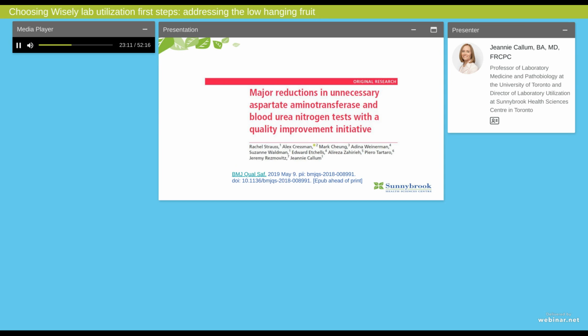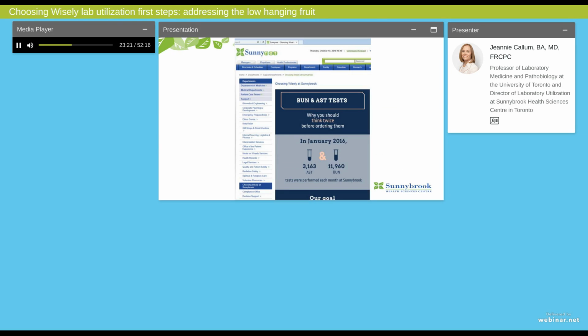And don't just stop there. Publish your data, because other people can learn from you and learn from your successes and your failures. So we published this in BMJ Quality and Safety.